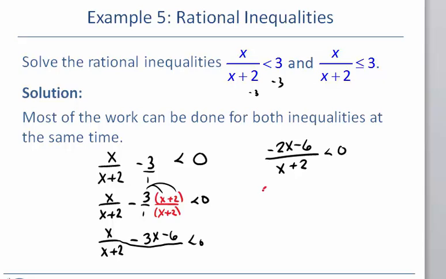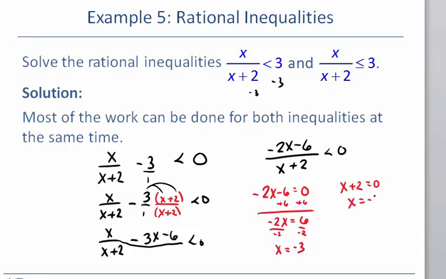So if I take the numerator and set it equal to 0, and then add 6 to both sides, so negative 2x is equal to 6, and divide both sides by negative 2, I have x is equal to negative 3. And if I take the denominator and set it equal to 0, we have x is equal to negative 2. So when we think about our intervals, we're going to break our number line at negative 3 and also at negative 2.